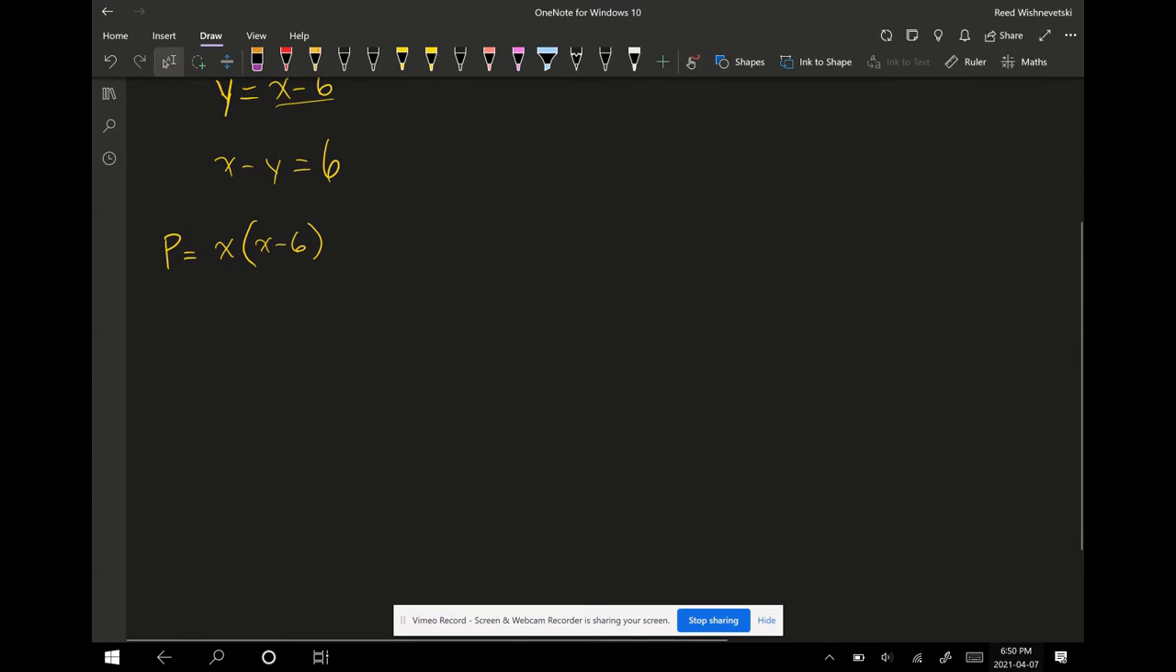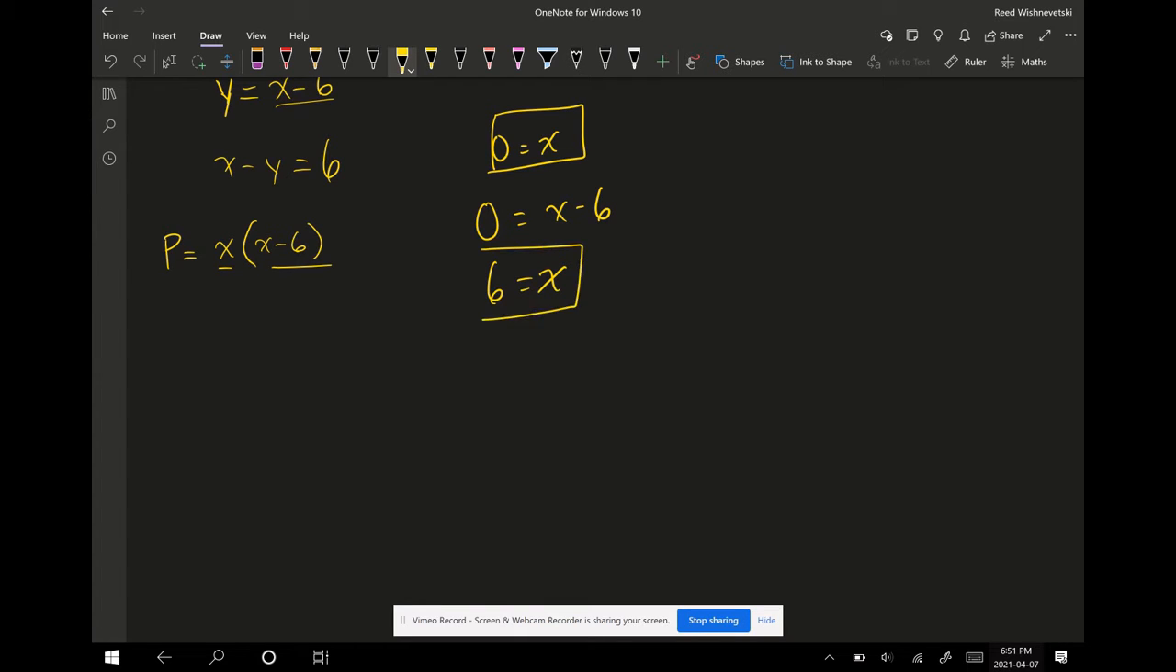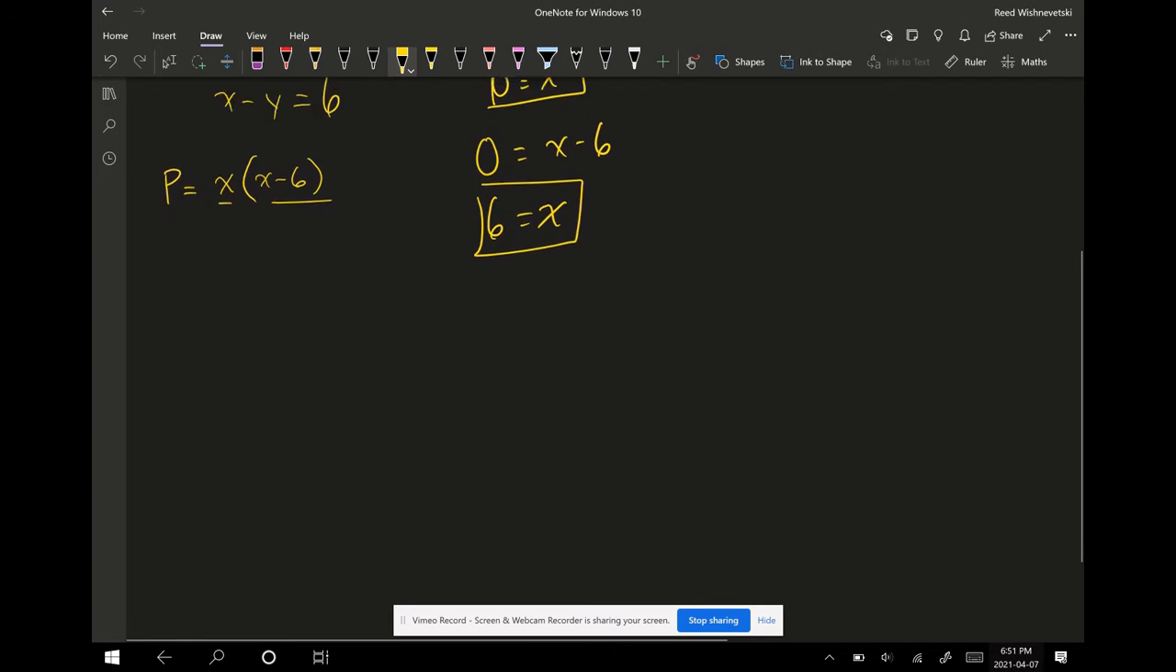Okay, so now from here, we're already in our factored form because we're going to need to look for our vertex. That's going to tell us what our minimum value is. So we can set each one of these terms to 0. If we set p to 0, this one's already done: x is equal to 0. And if we do the same thing, 0 is equal to x minus 6, we move that 6 over, and 6 is equal to x. So we know that we have x-intercepts at x equals 0 and x equals 6.